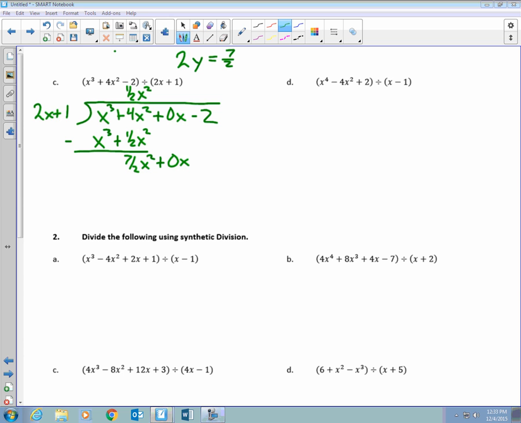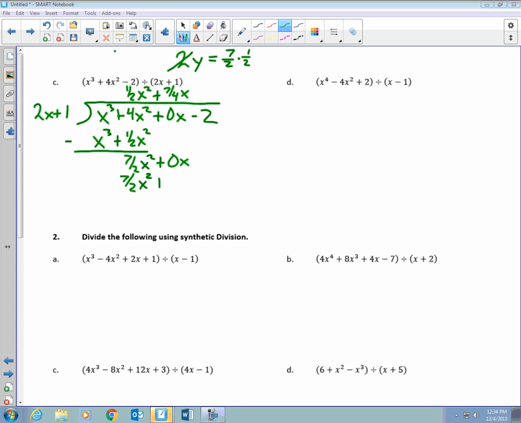How do you get rid of the 2? You multiply by a half. If you multiply both sides by a half, you get 7/4. So we have 7/4 x. Let's multiply 7/4 x through. 7/4 x times 2x is 14/4, which is 7/2 x squared.